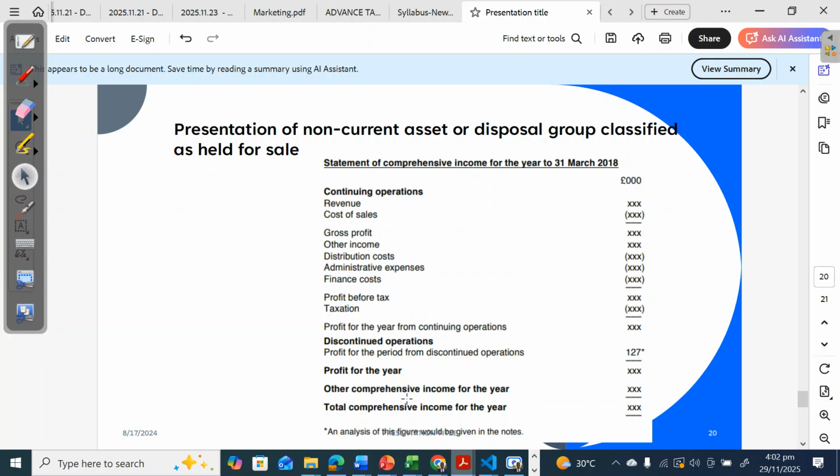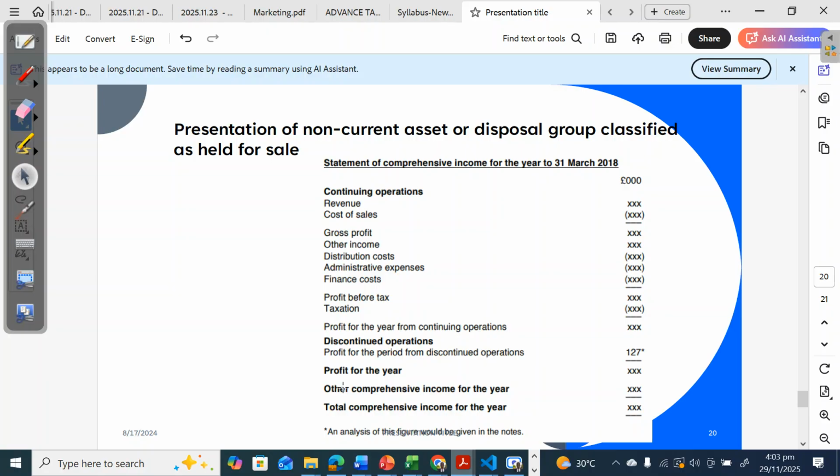Then if you have other comprehensive income, you bring it here. Then we have total comprehensive income for the year. In case the comprehensive income is coming from the discontinued operation, like the revaluation gains we are calculating now, even though we have disposed of it, can we still include the comprehensive income related to it?